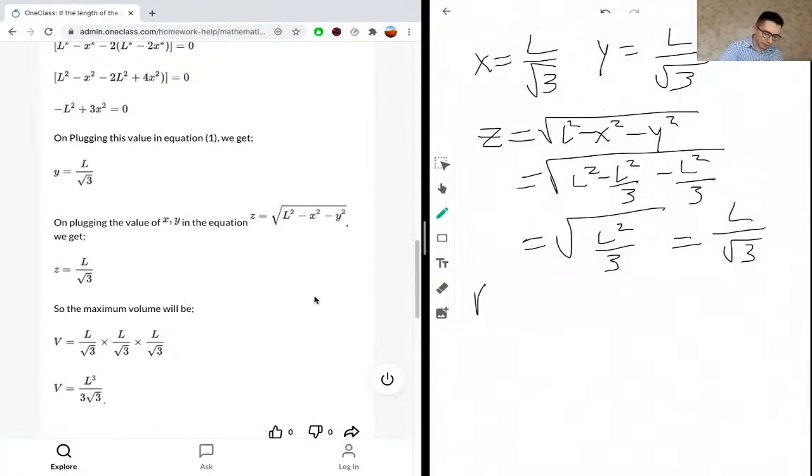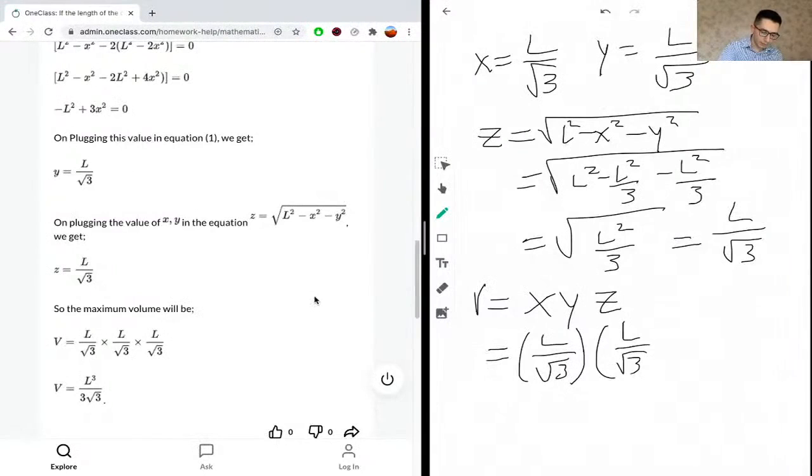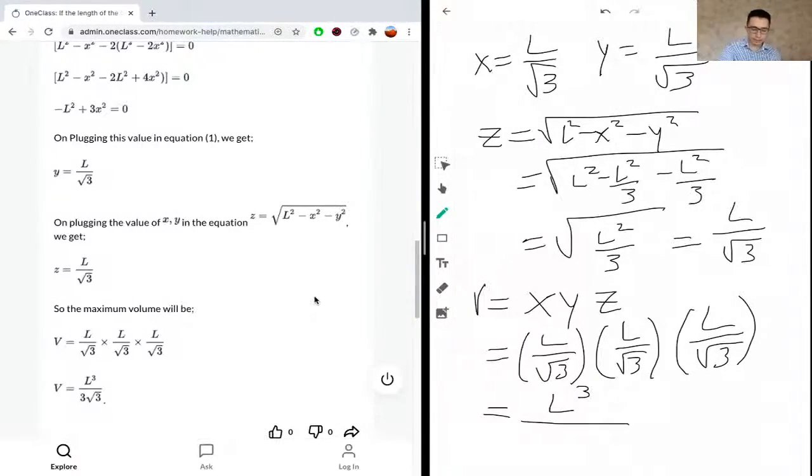So we know previously volume is x, y, z. And we can see that x, y, and z equal the same value for the maximum volume. So we'd say L over root 3 times L over root 3 times L over root 3. This would give us L cubed on top. And on the bottom we have 3 times the square root of 3.